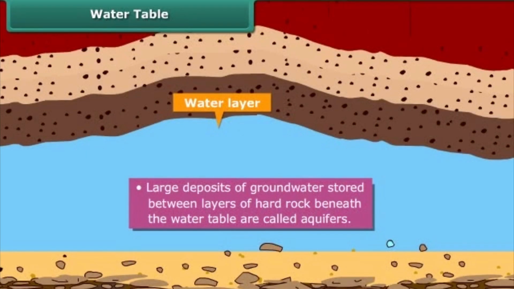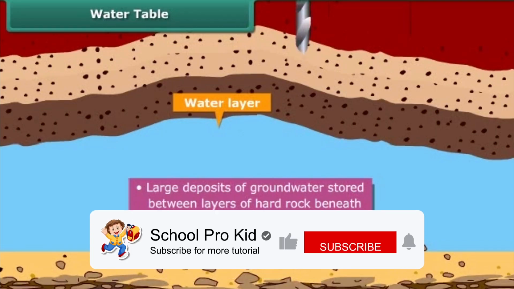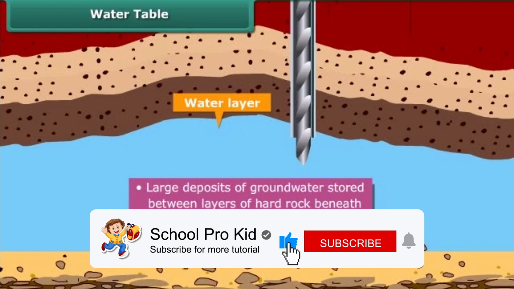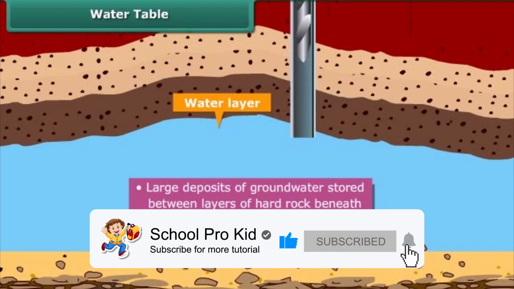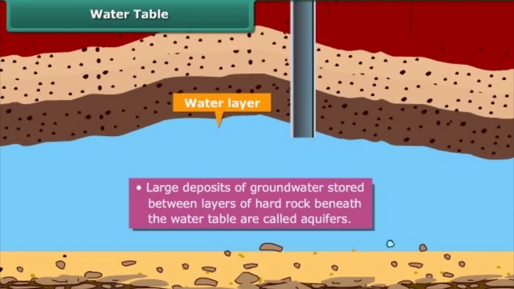Large deposits of groundwater stored between layers of hard rock beneath the water table are known as aquifers. Water in aquifers is usually pumped out by digging wells at locations where the water table is close to the surface of the ground.